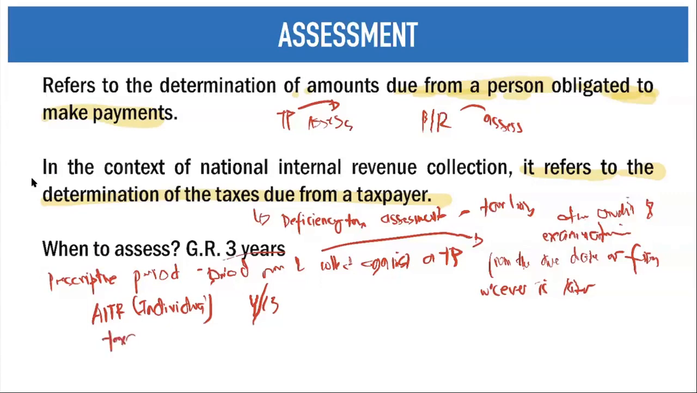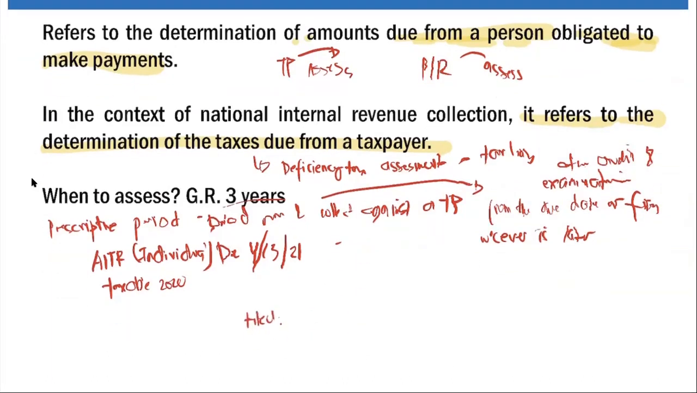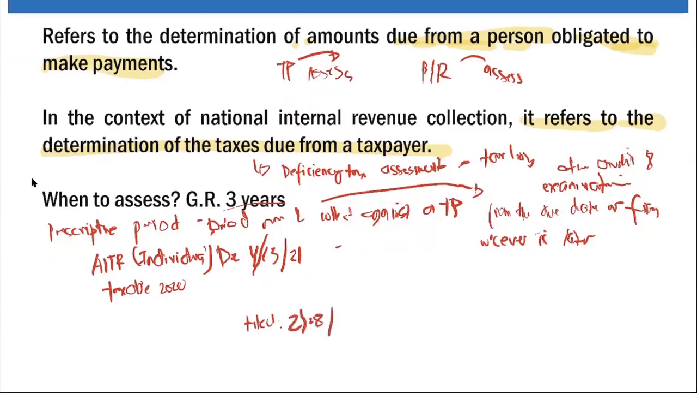So for example, our taxable period is 2020. It will now be due on April 15, 2021. If you filed, okay, the due date is April 15, 2021. If you filed it, for example, if you filed it on, let's say, February 28, 2021, when is the last day to assess?